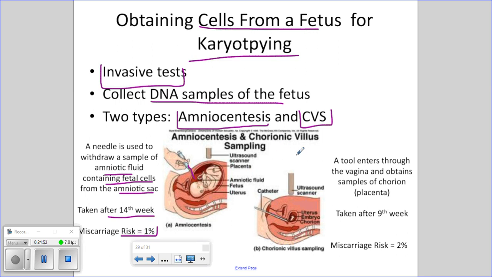With CVS, or the chorionic villus sampling, this is done earlier on in the pregnancy and carries a higher miscarriage rate. So this is typically done at around the 9th week. So a catheter is used to obtain a sample of placenta and is inserted in through the vagina up to the uterus, where a sample of placenta is obtained, again, with the guidance of an ultrasound scanner. And those cells that are obtained are then used to obtain the chromosomes that are used to create that karyotype.